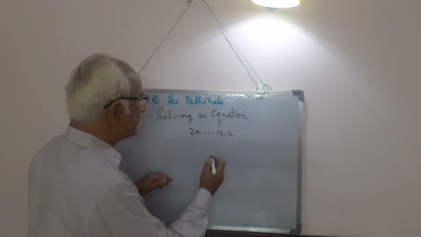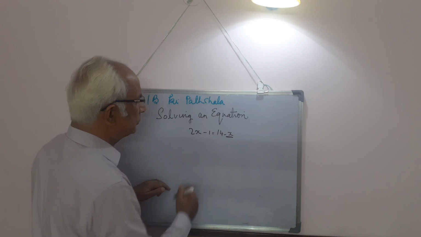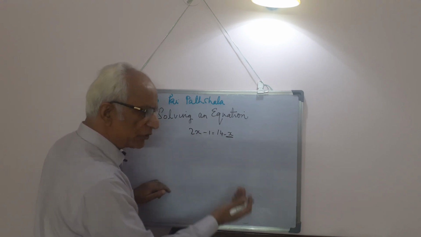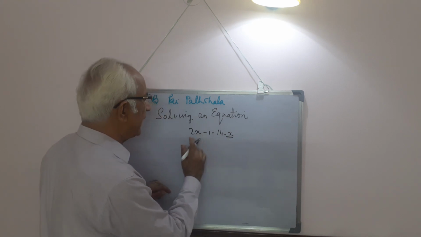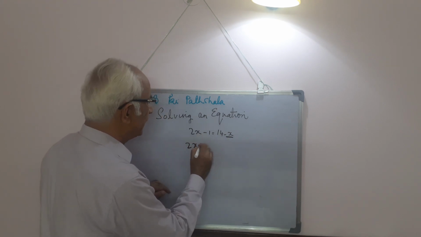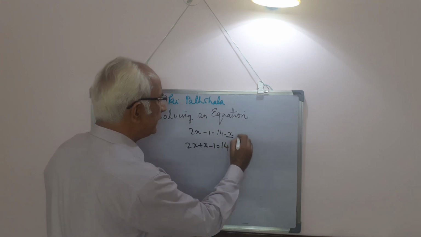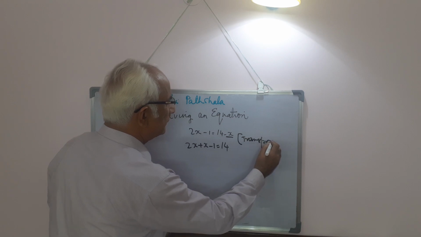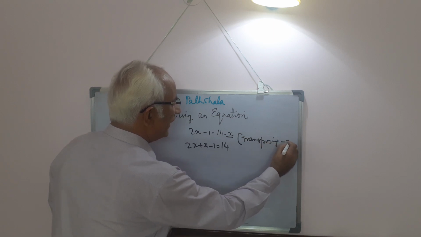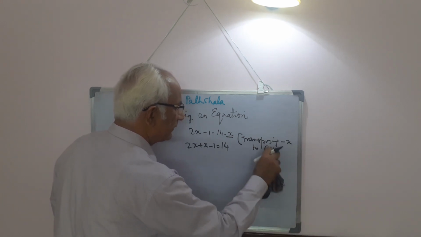So what we can do is we can shift this term to the left hand side. When we shift it from this side to the other side, it was being subtracted here, it will be added here. 2x plus x minus 1 is equal to 14. So what do we write here? Transposing minus x to left hand side.